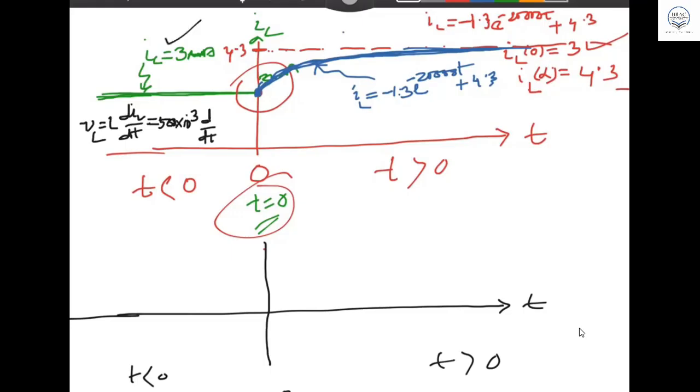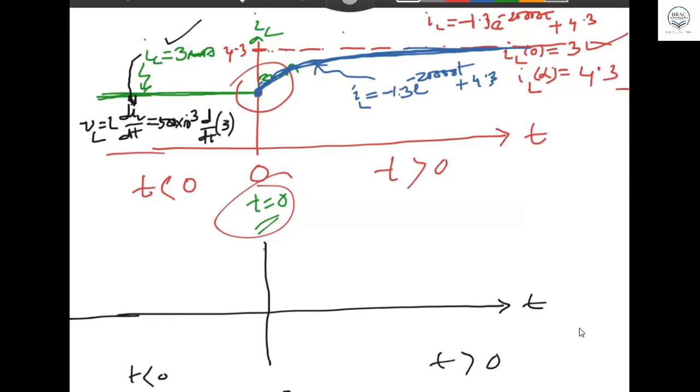For t less than 0, what is the IL value? Can you see? This is the IL value, and it will be coming here. So what is that value? 0, sir. No, I'm talking about IL equal to what? 3. Oh, 3, sir. So you put 3 here.